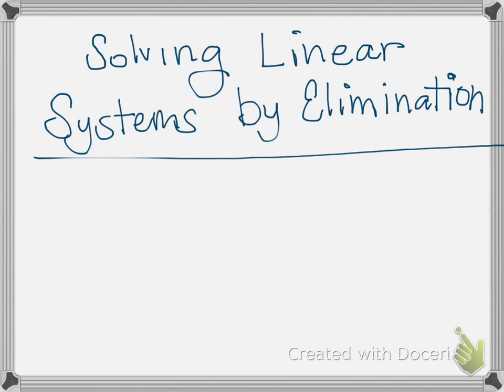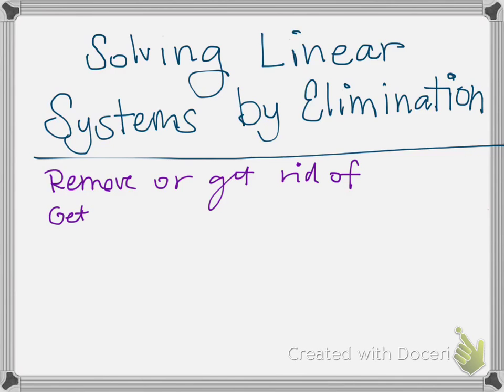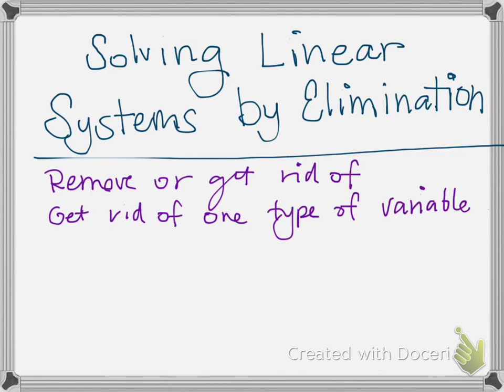Now, elimination means to remove or get rid of. I'm sure you can think of some other definitions. And so when we're eliminating, we want to get rid of one of the variables, one type of variable. Just like in substitution, when we substituted, we would only see one type of variable. Either we'd see all x's or we'd see all y's. So in elimination, it's the same.